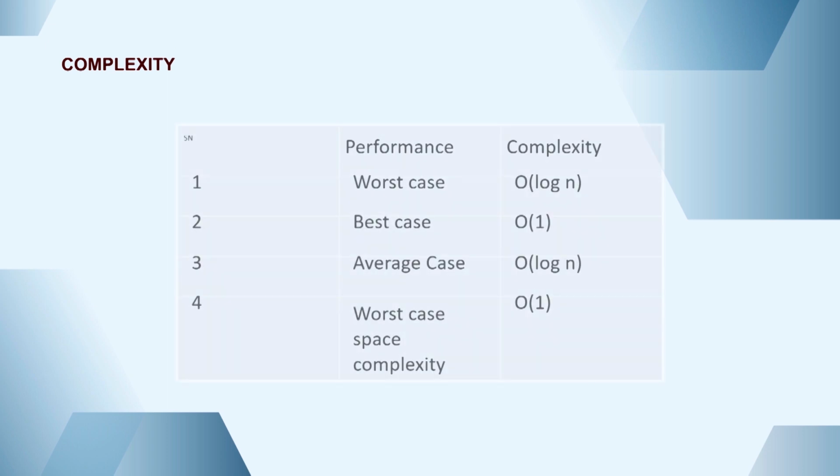Now the performance and complexity of this algorithm. The worst case is O of log n, the best case is O of 1, and the average case is O of log n. This is the complexity of binary search.